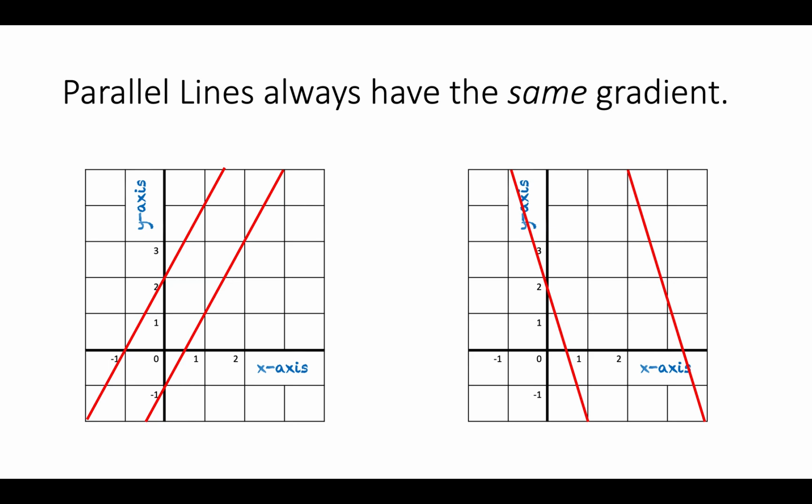So let's look at these two graphs. We've got y equals 2x minus 1 and y equals 2x plus 3. You can see that the number in front of the x is the same, and that means the gradient is the same, and therefore they must be parallel. Similarly, for this graph on the right hand side, we've got y equals minus 3x plus 11 and y equals minus 3x plus 2. Again, these two lines must be parallel because they have the same gradient.